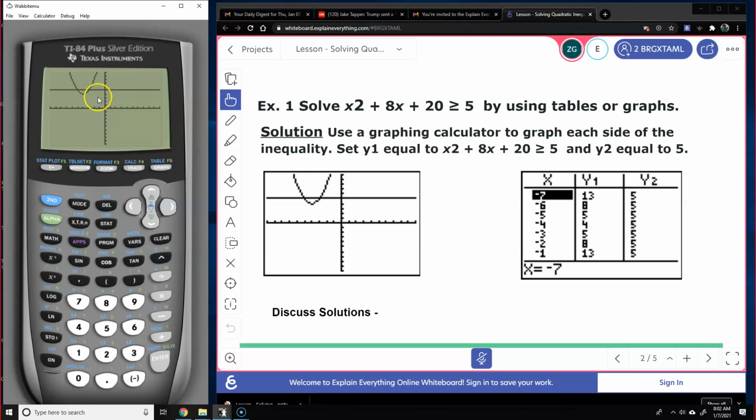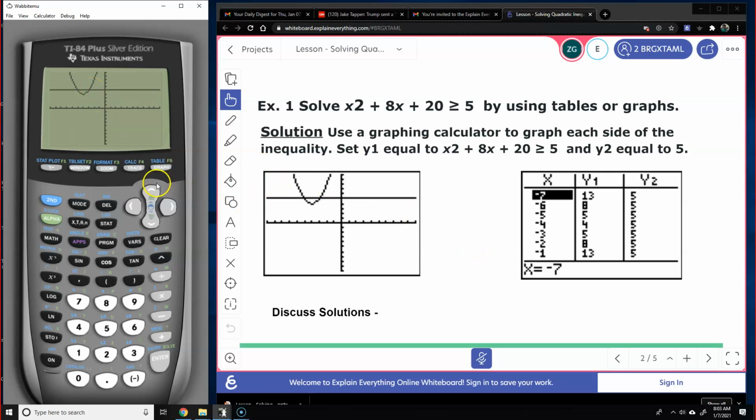So you notice that these are the y values, and between -3 and 6, it's below 5. So how would we write the answer? We would have to say that x has to be greater than or equal to.